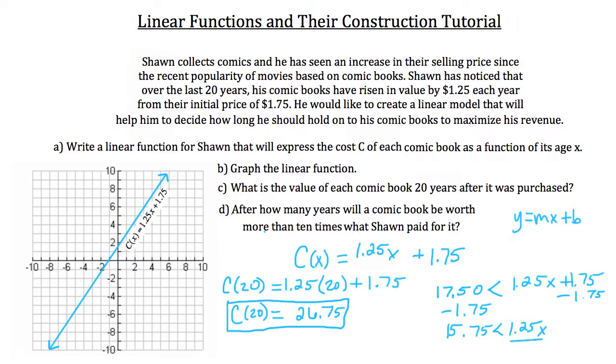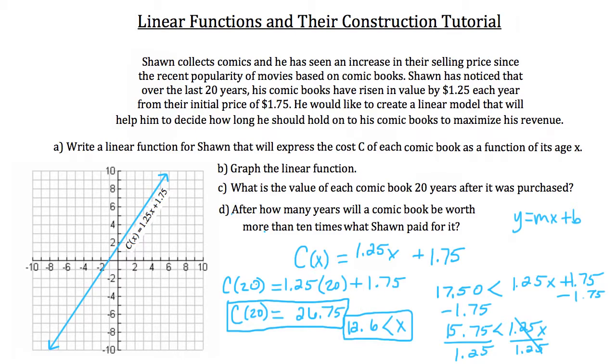So I'm going to divide by 1.25 on both sides of the equation. On the right-hand side, that's going to cancel out, and you're going to have x is greater than 15.75 divided by 1.25, which is 12.6. So the number of years Sean would have to wait for his comic books to be worth more than 10 times what he paid for them is going to be greater than 12.6 years. Anything larger than 12.6 years, and Sean has now made 10 times more than what he paid for that comic.